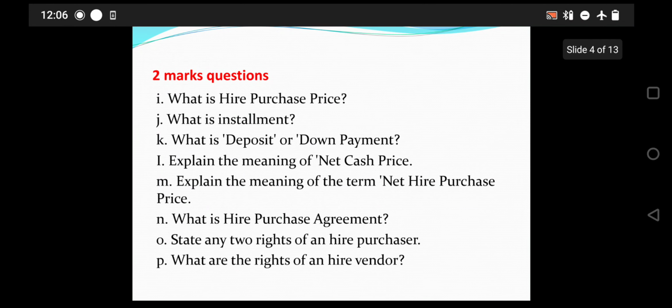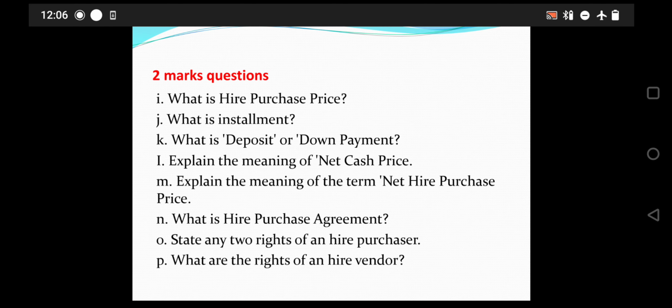There are still more 2 marks questions. Under that, the first one: what is hire purchase price? Hire purchase price is a price which includes the price of the goods plus interest. Price of the goods plus interest.